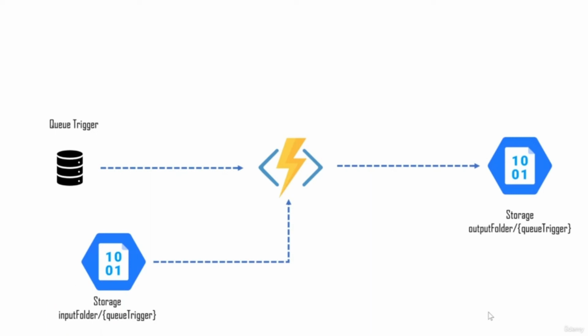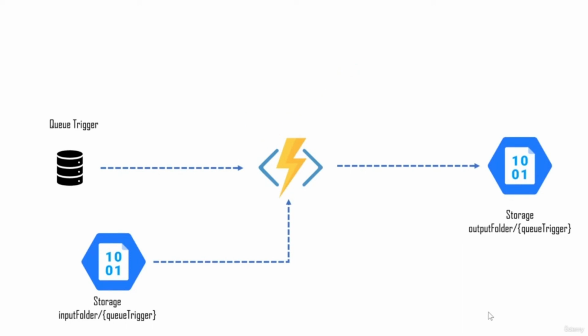And apart from the queue trigger, I also have an input storage account, and this particular storage account will point to the folder within which the particular file that is mentioned in the queue trigger is present. And based on the message of the particular queue trigger, it will pick up the appropriate file from that particular input folder. And once that particular file is picked up, the Azure function can process it in any way it likes.